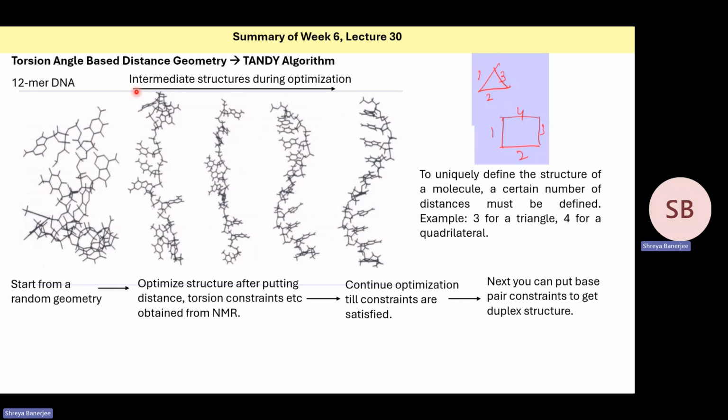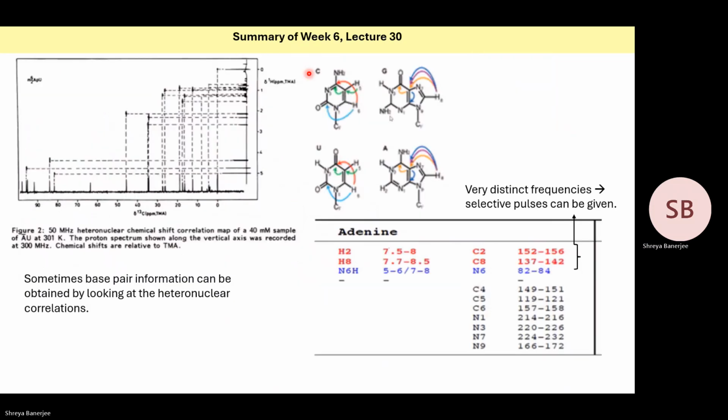So you can see that during the optimization process, initially it was a very random structure. But as you go through the optimization process, it adopts the helical geometry that you expect it to adopt. So this is a single strand of DNA. You can put further constraints about base pair constraints while finding the double-stranded DNA structure. So this kind of iterative process is called the TAND algorithm.